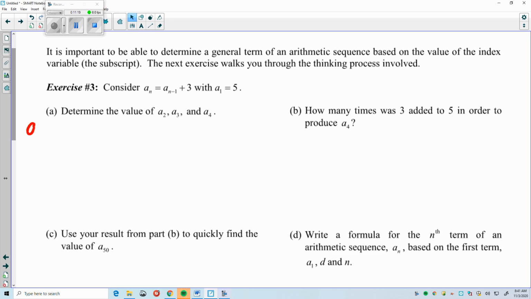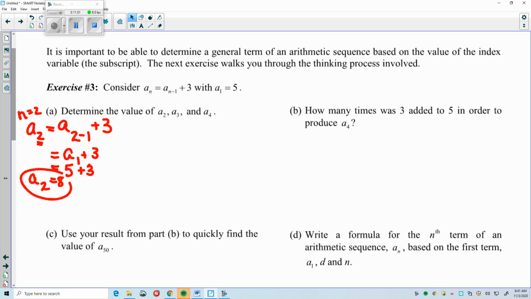So finding our second term here, we are going to plug this in. And remember, our n value here is 2. So that means I would have 2 minus 1 plus 3. So again, simplifying this, this would say to me a sub 1 plus 3. We know a sub 1 is 5. So if I plug this in, I'd have 5 plus 3, which would get me 8. So I know a sub 2 is 8.